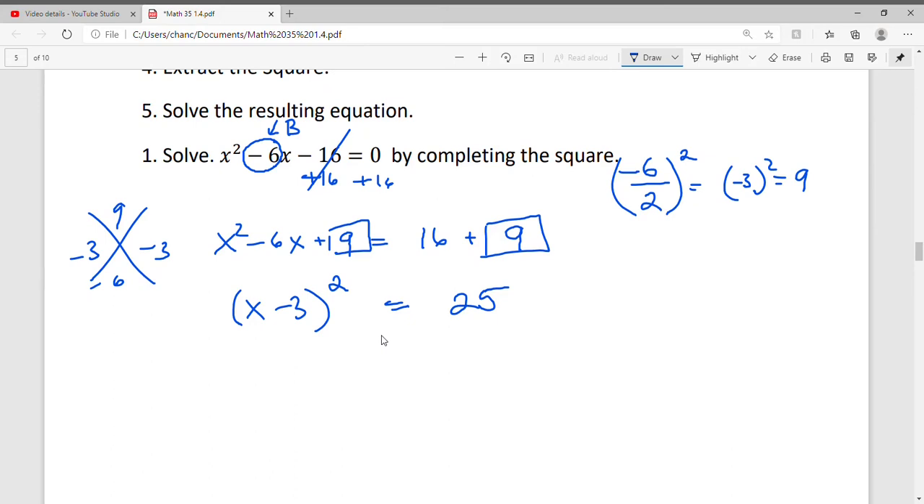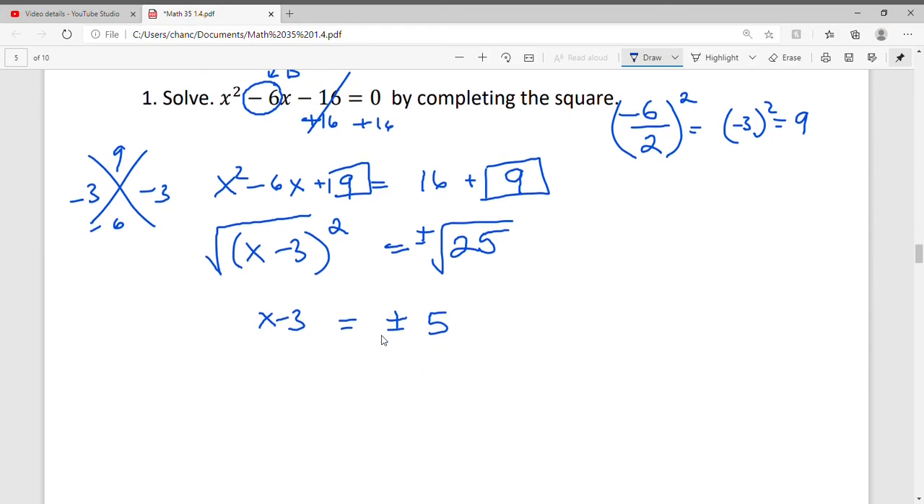We know how to do this. This is extracting the square root. So let's take the square root of both sides. Don't forget that plus or minus. Then we have x minus 3 equals plus or minus 5. Now don't split into two equations yet. Always wait till the end to do that. So I'm going to add 3 first to both sides. That gives me x equals 3 plus or minus 5.